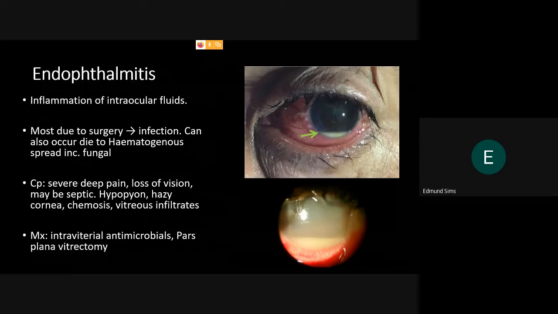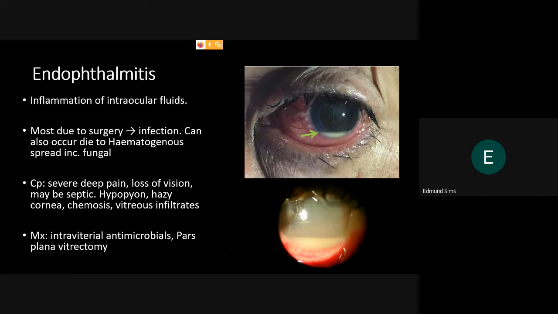Right. Endophthalmitis. So this is inflammation of the intraocular fluid, so your vitreous and aqueous humor. The most common cause is post-surgery. So if the stem of the question talks about post-surgery and an acute red eye, think endophthalmitis. You can get it as a result of hematogenous spread. I think I've seen a case in intensive care due to fungal infection, like a fungemia. That's not the correct word, but you know what I mean.